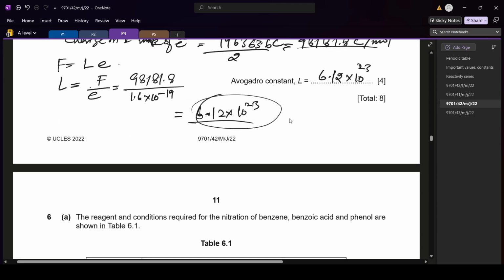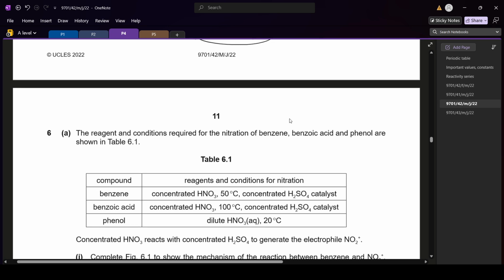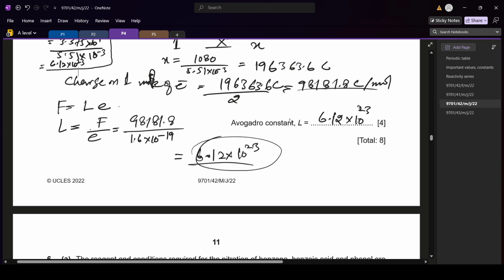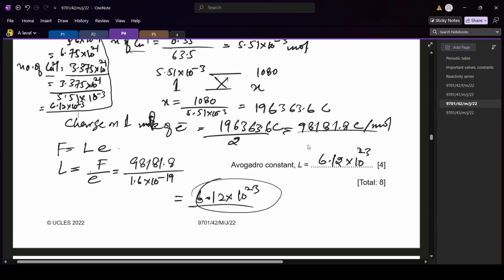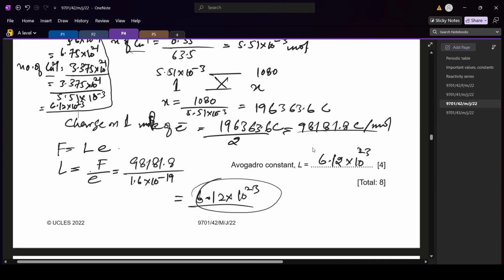Okay, so that's all for the day, and from question number 6 the organic chemistry starts, and we will deal with these questions in the next part. Okay, I hope you are clear with these questions, and we will do other questions in the next part.